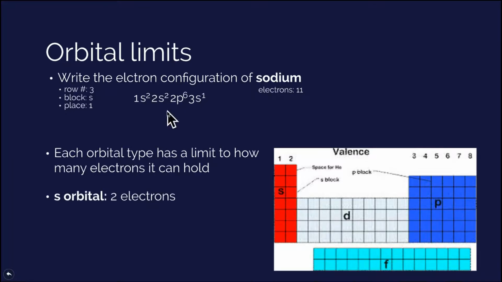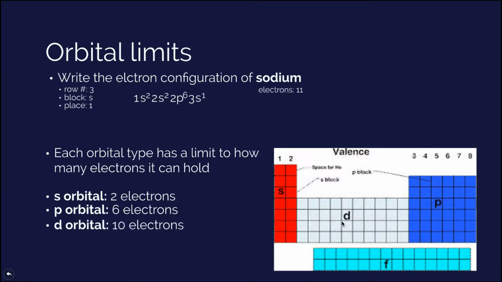So for our s orbital, it can only hold 2 electrons, and actually the blocks of the periodic table show the same thing. For the s orbitals, there are only 2 places in the s block. Now when we get to the p orbital on the right side, there are 6 different places, 1, 2, 3, 4, 5, and 6, and so that's also the limit of the p orbital. We can only put in 6 electrons when we're talking about the p orbital.